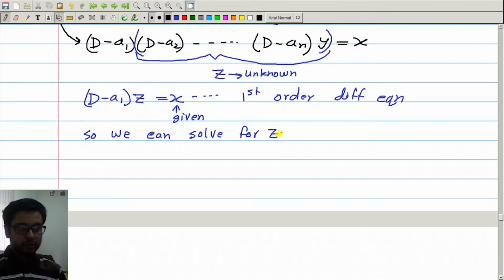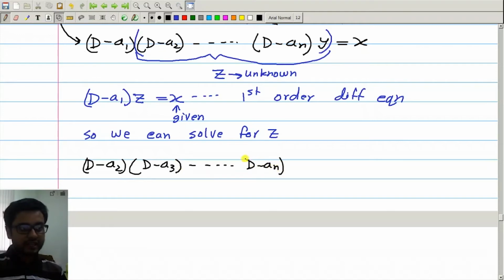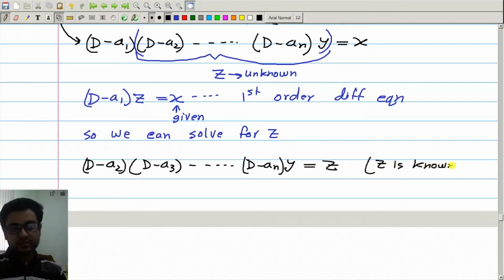Once we know z, then we can write from here z is equal to this, so (D minus a2) then (D minus a3) up to (D minus an) acting on y is equal to z. Now z is known. We have calculated it previously.